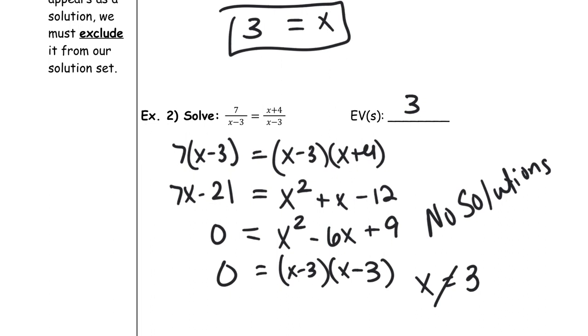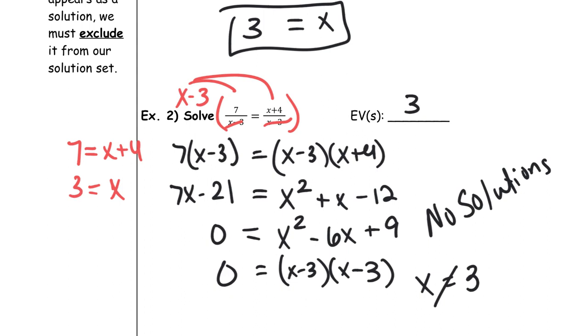Okay, now would you like to see the faster way? This is the way I like to do it. I like to multiply across by a common multiple. In other words, whatever will make the bottom go away. So I'd multiply across by x minus 3. When I multiply here, the x minus 3s would cancel, leaving me with 7. When I multiply here, the x minus 3s will cancel, leaving me with just x plus 4. And then I get x equals 3.